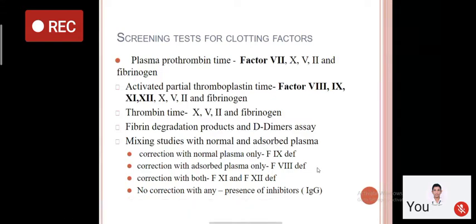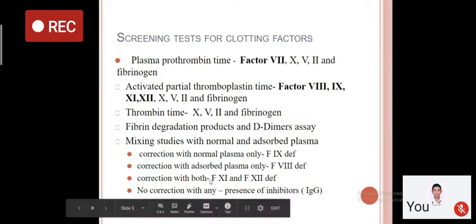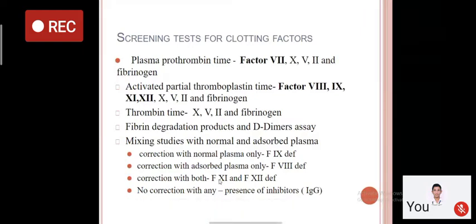deficiency diagnosis is made. If the correction is done by both normal plasma as well as the adsorbed plasma, then either factor 12 is deficient or factor 11 is deficient. But if there is no correction with either adsorbed or normal plasma, this means there is presence of inhibitors or antibodies against these factors in the serum, and the patient is having inhibitors.